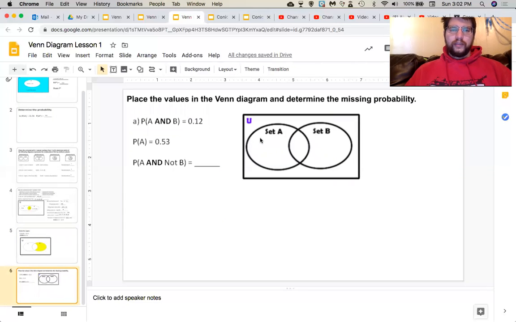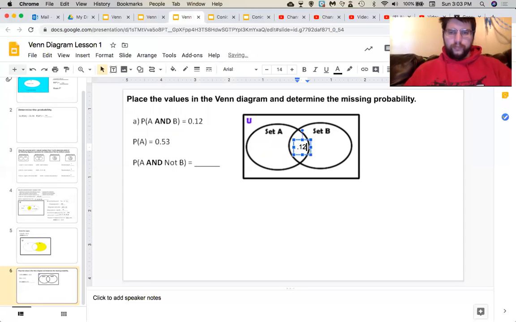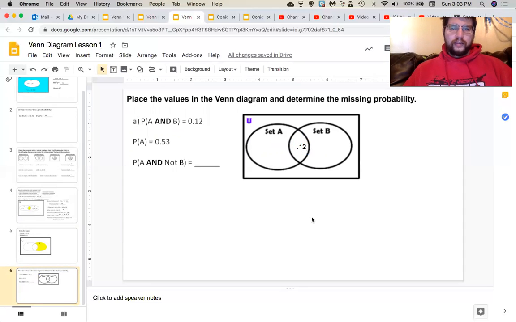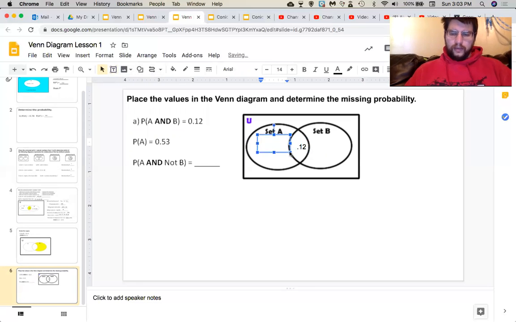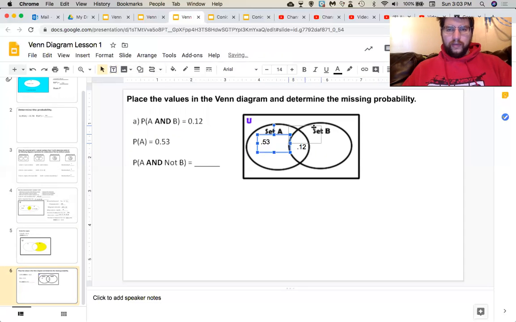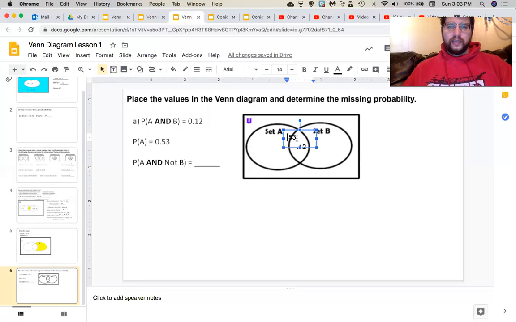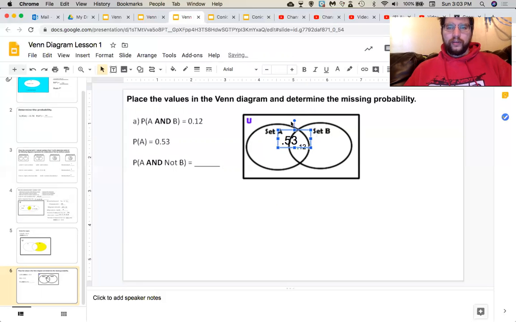All right. Place the values in the Venn diagram and determine the missing probability. A and B is 0.12, so that goes in here. 0.12. Probability of A is 0.53, so that includes that 0.12 right there. So this whole thing, 0.53. I'm actually gonna move it over here so it's touching that line so I can know, yeah, it's inside of both of them. That's a little tiny, I'm gonna make it bigger. How about 25? That'll work. So now I can see this 0.53 is all of set A, including this section here.